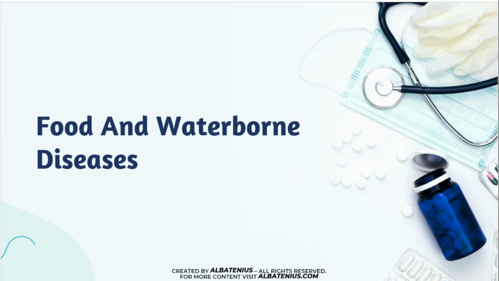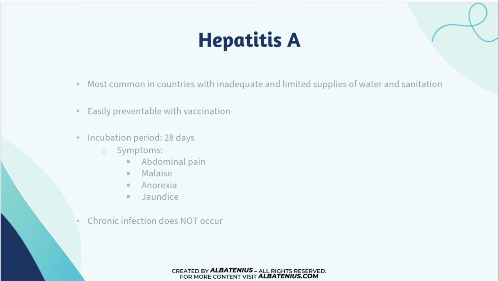And moving forward, we'll be discussing the different food and waterborne diseases and what methods we can take to help prevent those infections. First being hepatitis A. Hepatitis A is most common in developing countries where water and sanitation supplies are inadequate or limited. However, hepatitis A is easily preventable with vaccination, and the incubation period averages 28 days, and infected patients can be asymptomatic.